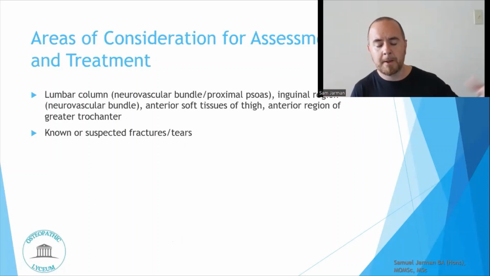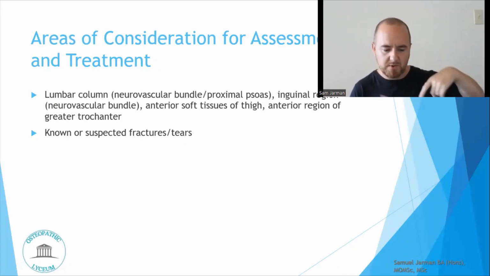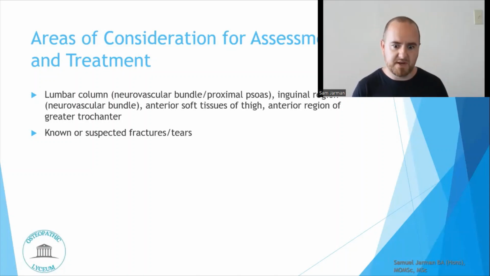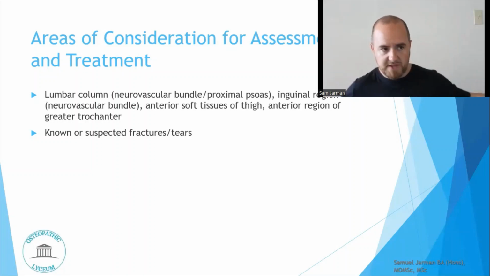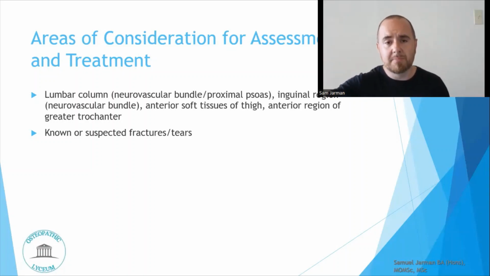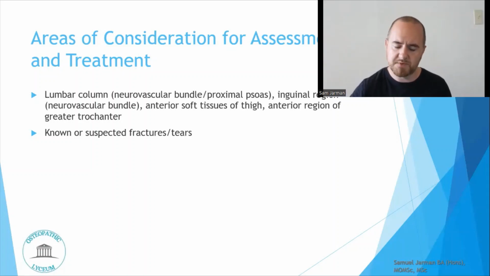So as we've already noted, the areas of consideration for assessment and treatment are the lumbar column, the proximal psoas, the inguinal region for the neurovascular bundles, the anterior soft tissues of the thigh, the medial soft tissues of the thigh, and the anterior region of the greater trochanter with respect to the TFL, anterior fibers of gluteus minimus and gluteus medius. You're going to have to check all of that. Wherever you find a movement problem or a problem with yield to pressure for soft tissues, that is where you treat, as opposed to just treating everything in the area. You treat based on what you find with respect to the movements that you're testing.